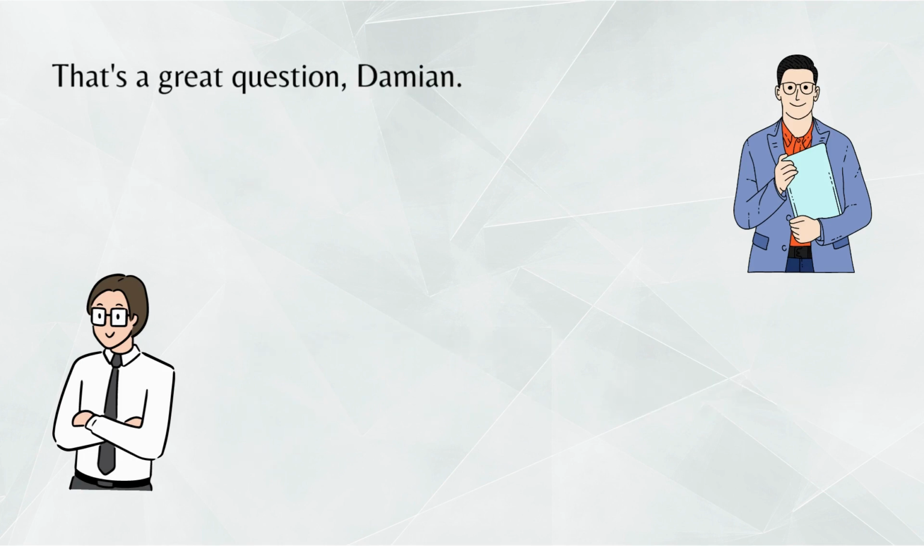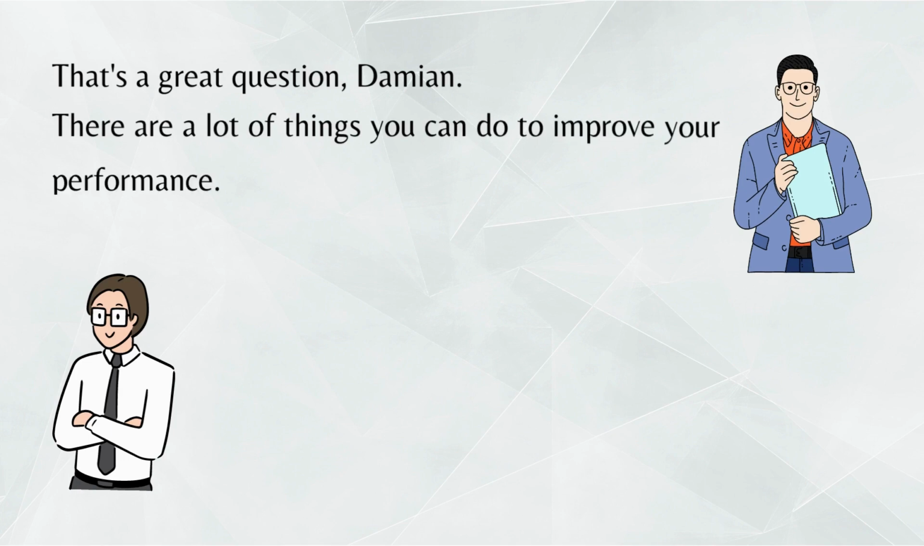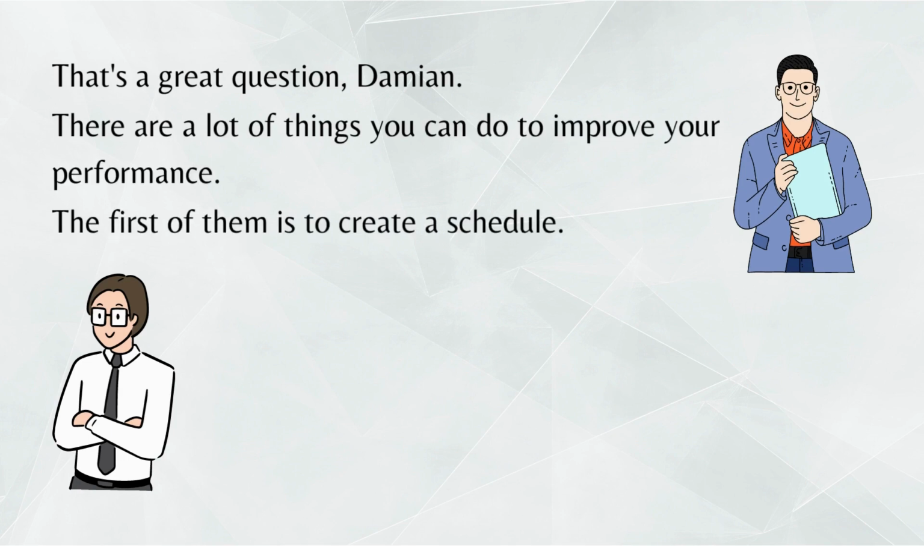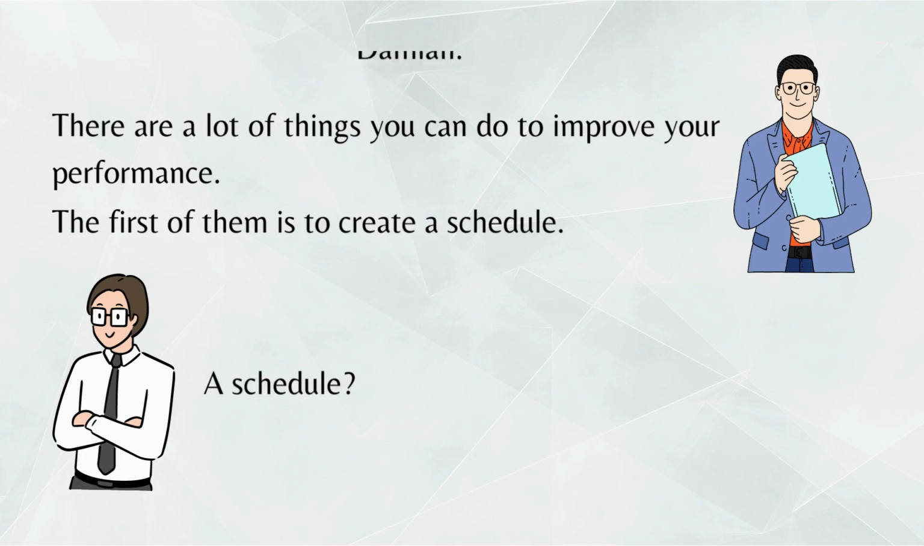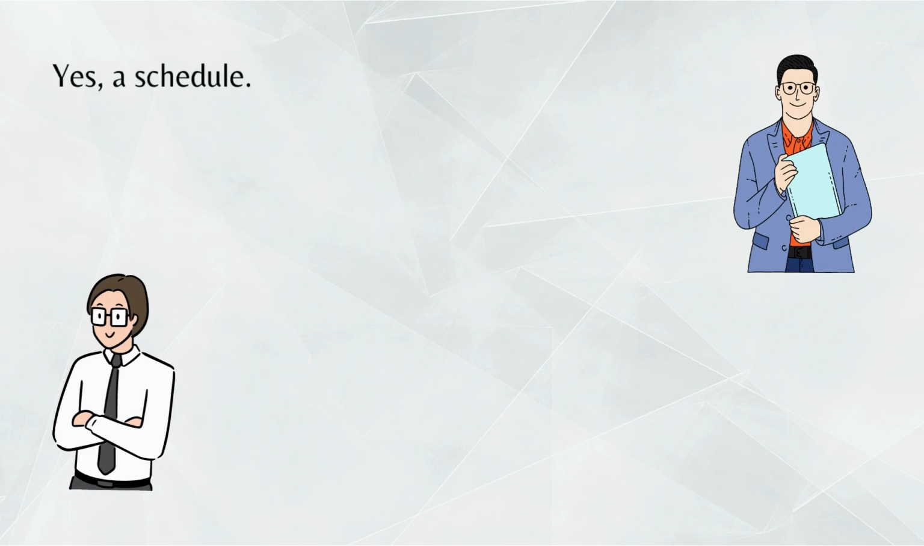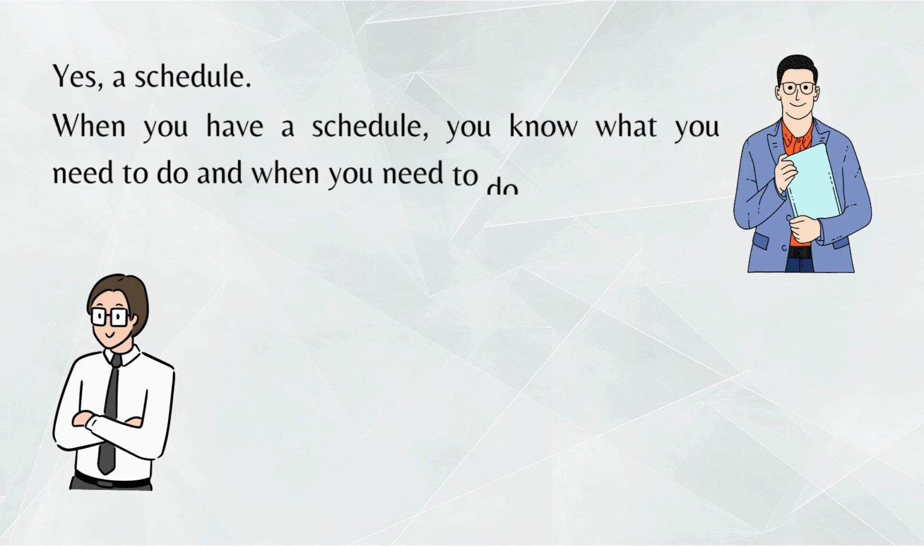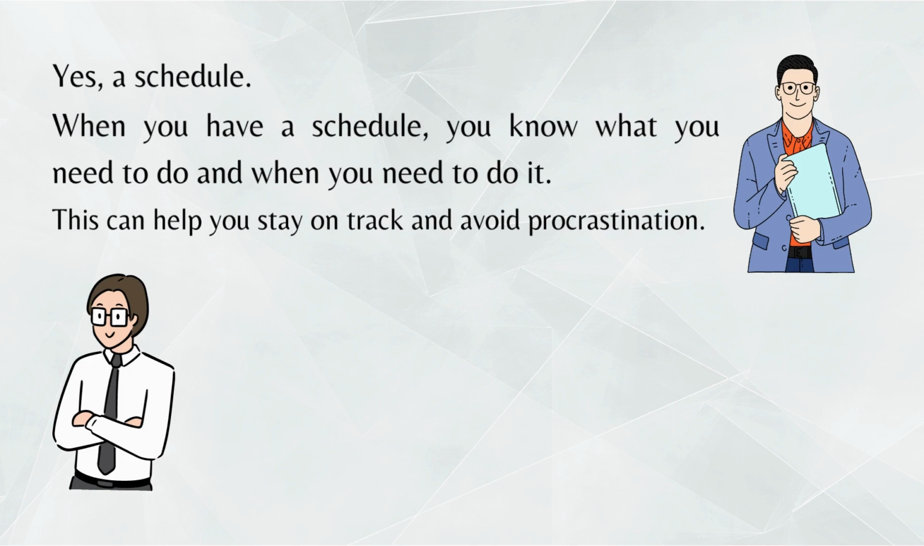That's a great question, Damien. There are a lot of things you can do to improve your performance. The first of them is to create a schedule. A schedule? Yes, a schedule. When you have a schedule, you know what you need to do and when you need to do it. This can help you stay on track and avoid procrastination. I see.